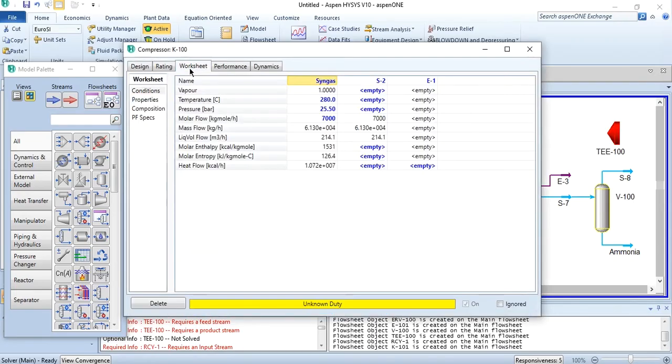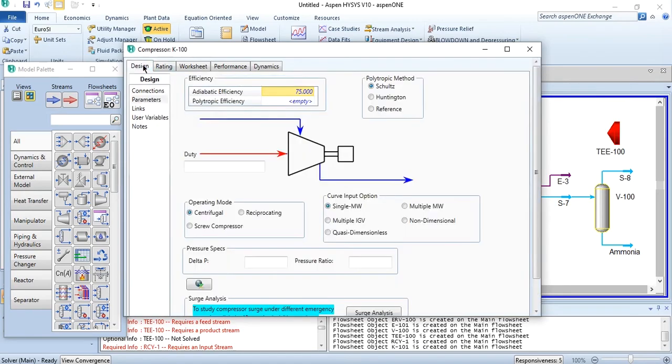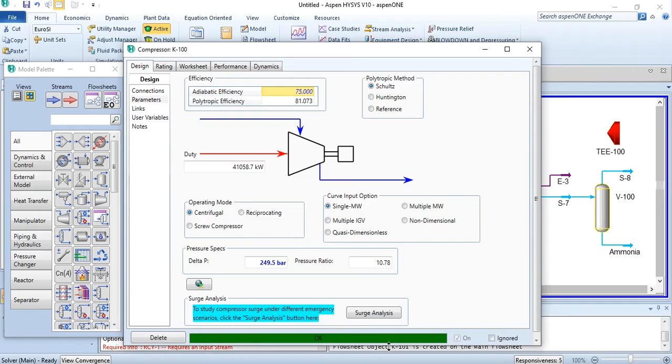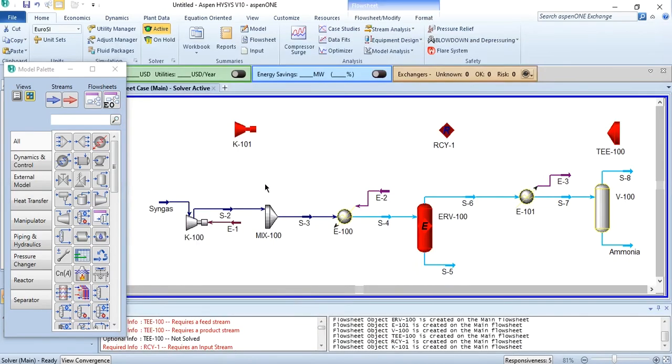Usually in our previous exercises, we have specified either outlet pressure or duty, but this is another way of specifying for the compressor. Adiabatic efficiency is already 75% by default. As you can see, it required one parameter because its degree of freedom is 1. You can see the compressor is solved, and the mixer is obviously solved because there is one inlet and one outlet.